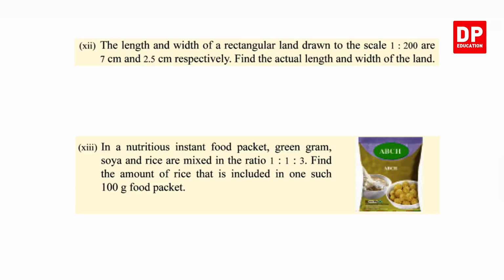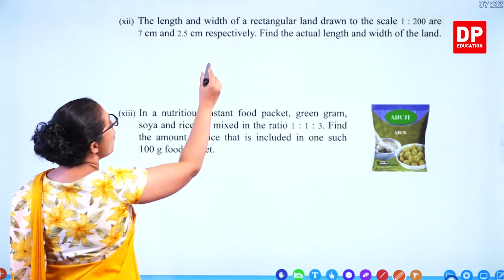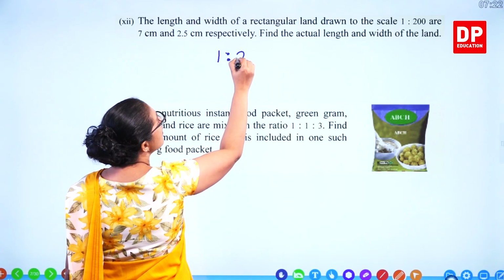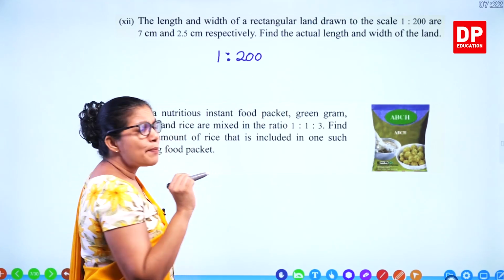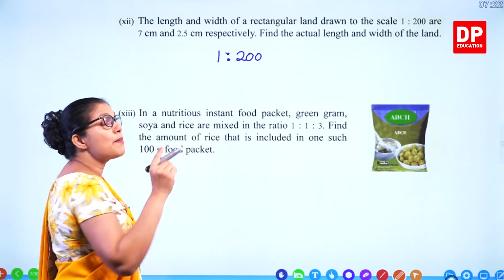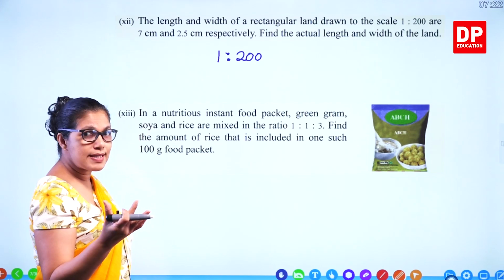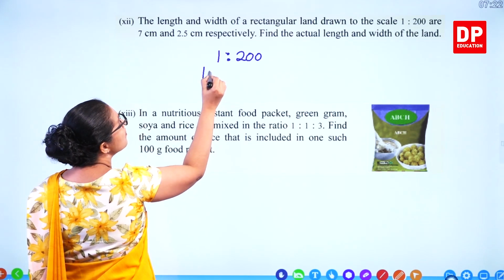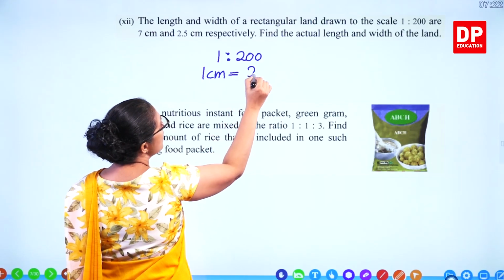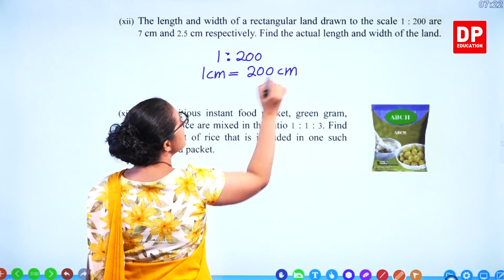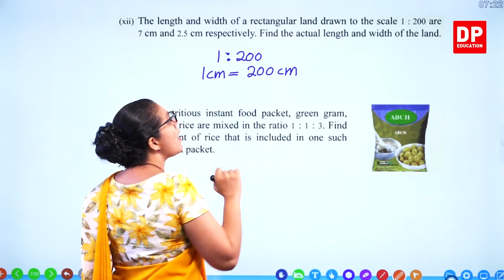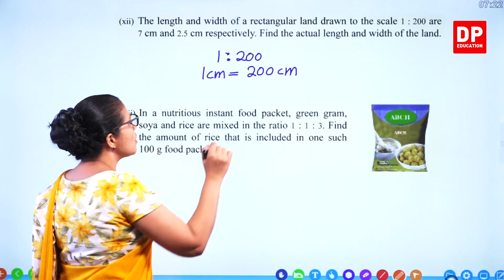Look at this question. The length and width of a rectangular land drawn to the scale 1 to 200 are 7 centimeters and 2.5 centimeters respectively. Find the actual length and width of the land. So this is scale 1 to 200. What does it mean? So that means 1 centimeter length on the map represents 200 centimeter actual length. So 1 centimeter is equal to 200 centimeters. So we'll convert this to meters. 200 divided by 100, you get 2 meters.